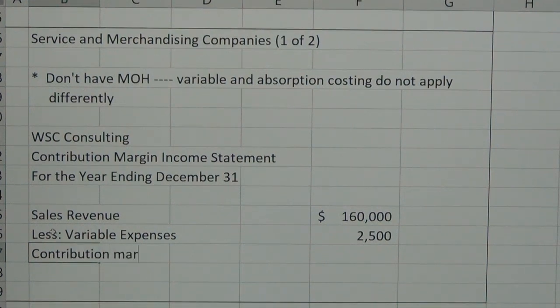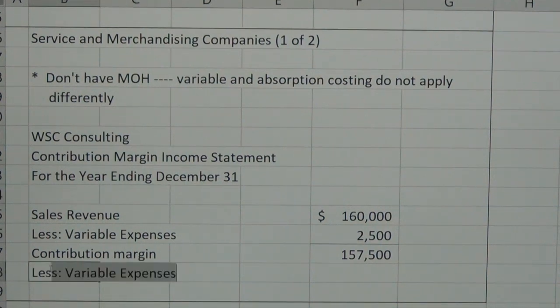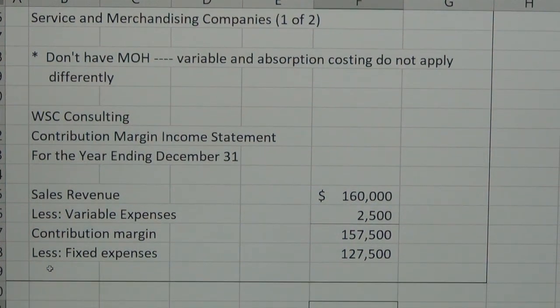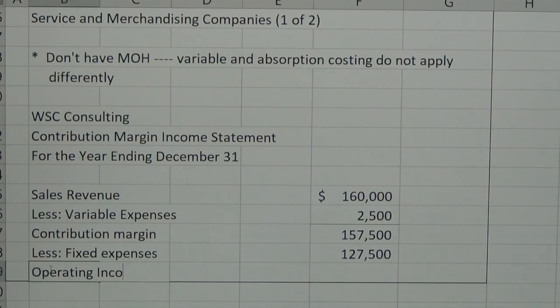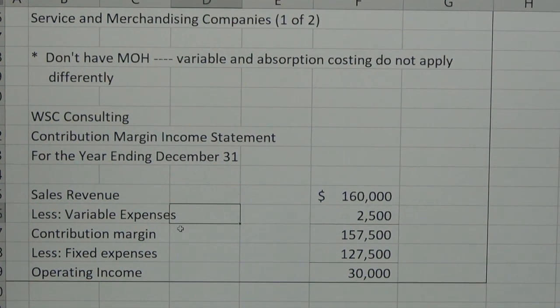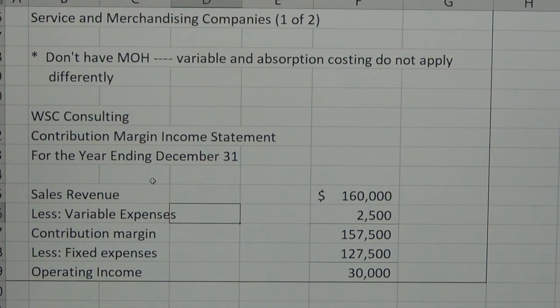And we compute the contribution margin similar to what we've seen before. That contribution margin is $160,000 less the $2,500, so in essence we have $157,500, and then less fixed expenses. Those fixed expenses in this case are going to be $127,500, and therefore our operating income is contribution margin minus your fixed expenses, which is $30,000. So this would be a typical contribution margin income statement for a service company, and you'll leave out elements that you had for the merchandising company, including the cost of goods sold.